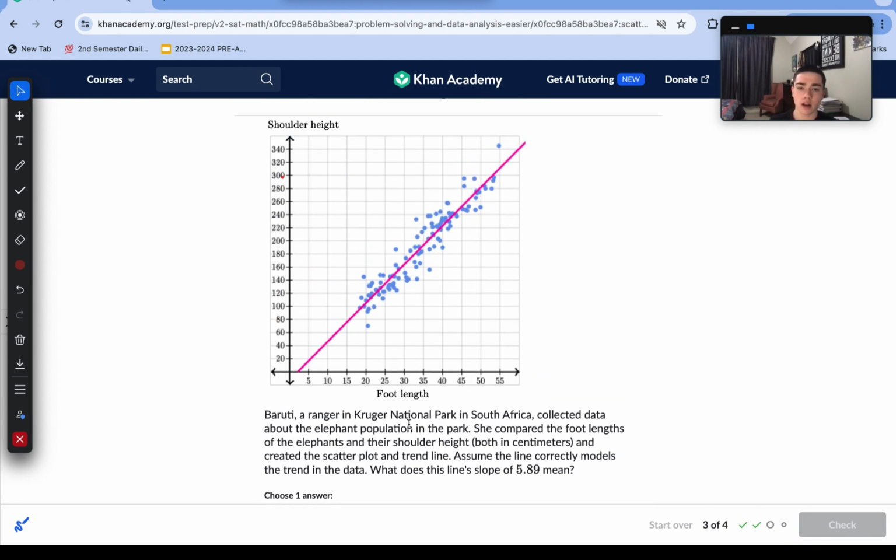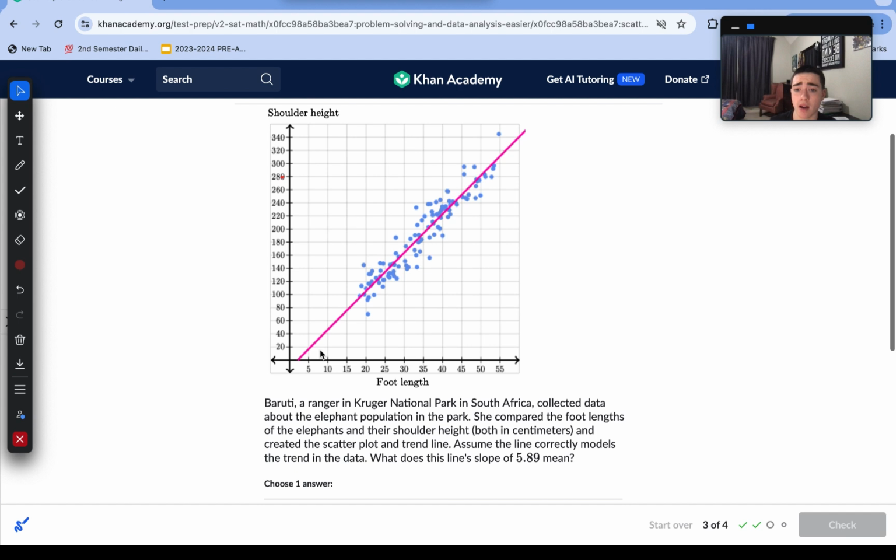A ranger in Kruger National Park collected data about the elephant population. She compared the foot lengths of elephants and their shoulder height and created a scatter plot and trend line. Assuming the line correctly models the trend in the data, what does this line slope of 5.89 mean? That means rise over run. So we rise 5.89, or shoulder height increases by 5.89 centimeters every time the foot length increases by 1 centimeter.